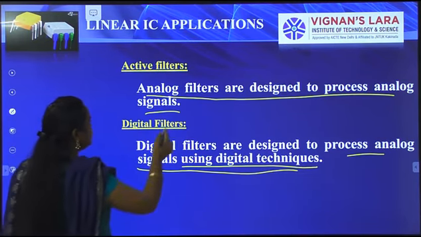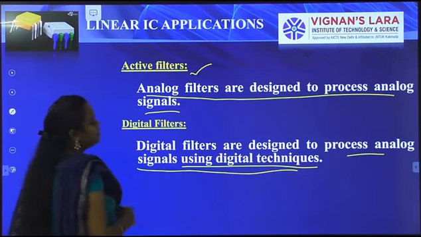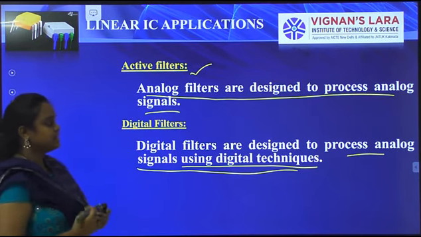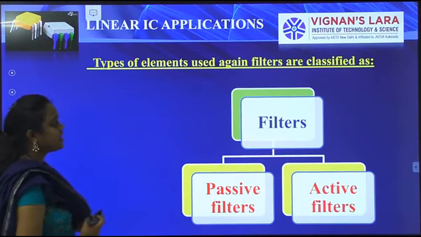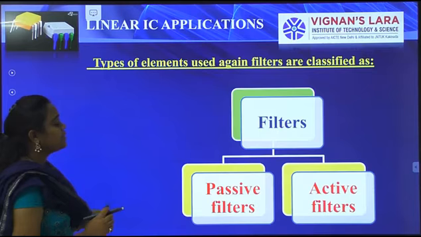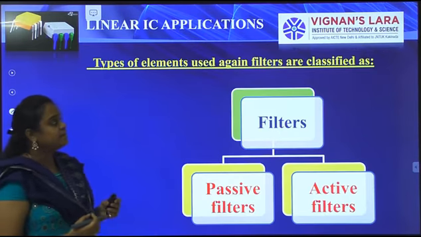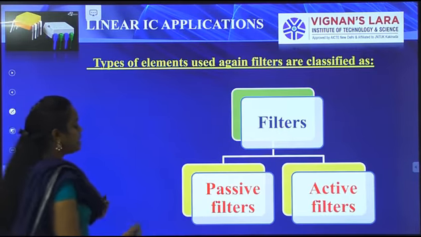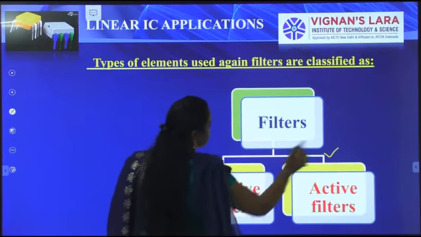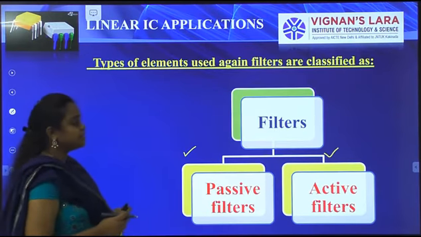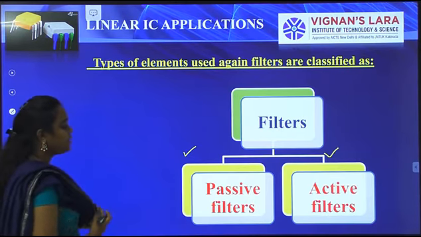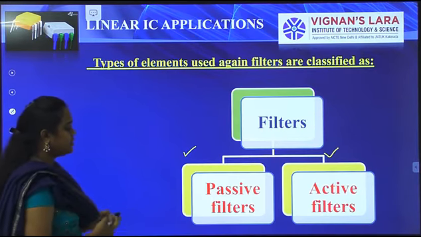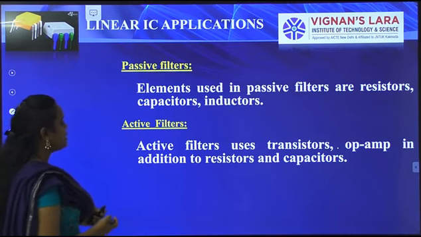In our subject, we are using only active filters designed to process analog signals. Here, we also have classification by the types of elements used in filters, that means the components used in our experiment. The filters are classified as passive filters and active filters, according to the components used to design them. What is meant by active filters and what is meant by passive filters?